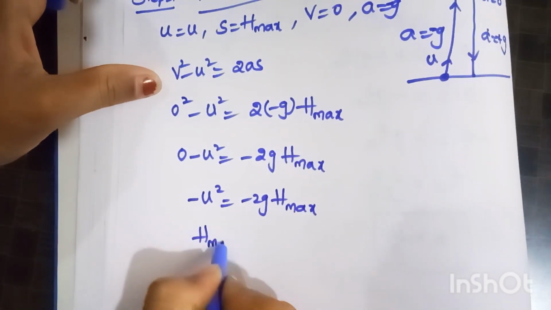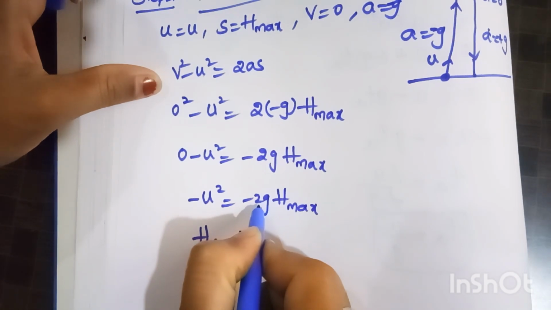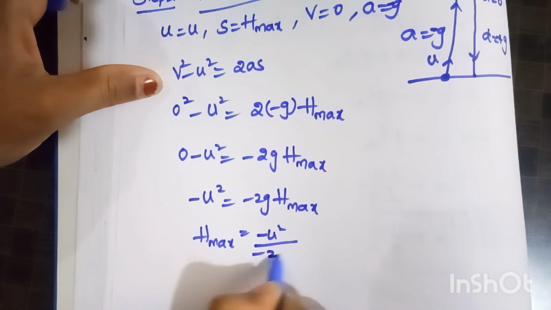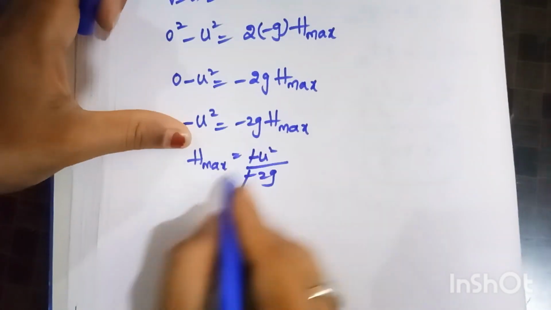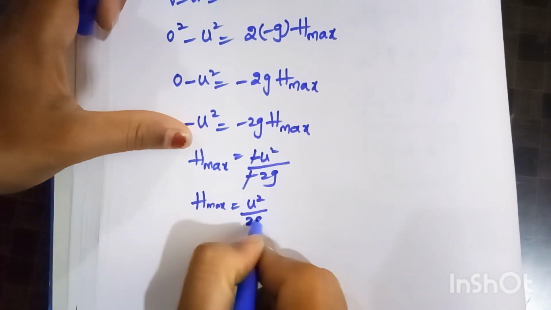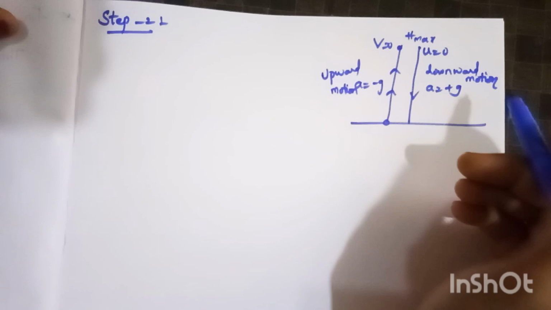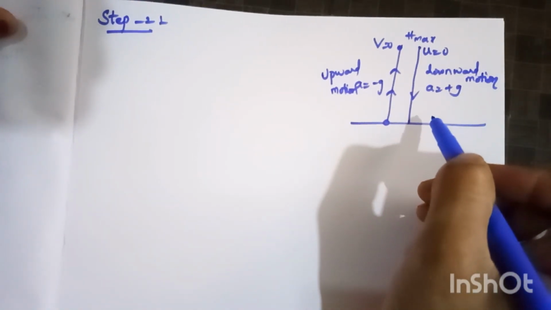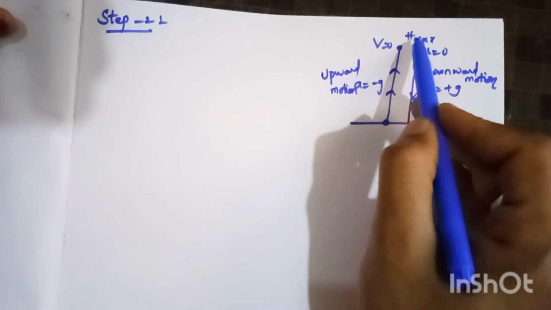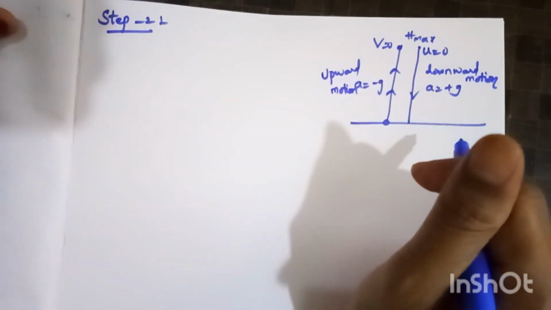h maximum equals to, since minus 2g is multiplying here, I am sending it to the left hand side, it will divide: minus u square by minus 2g. The minus signs will be cancelled. So h maximum equals to u square by 2g. So this is the maximum height. In step 1, what we got? For an upward motion at maximum height, we got h maximum equals to u square by 2g.